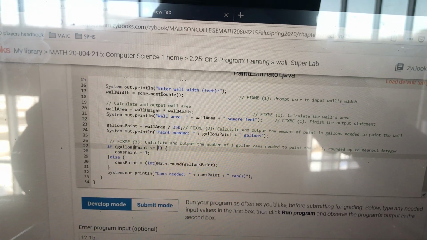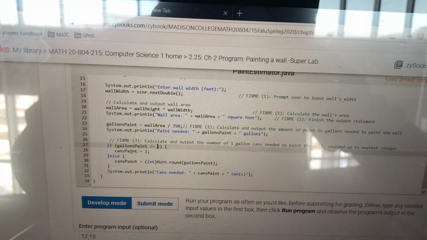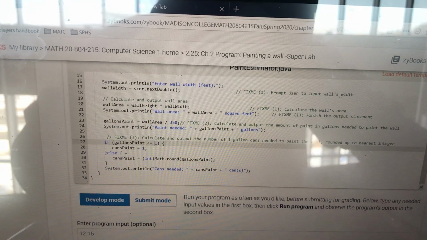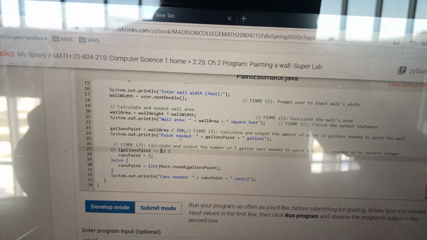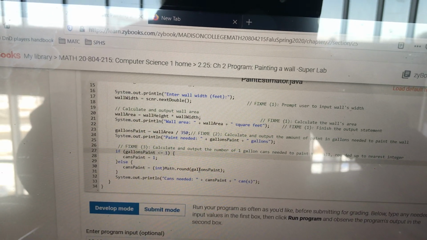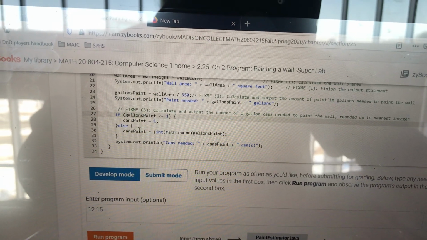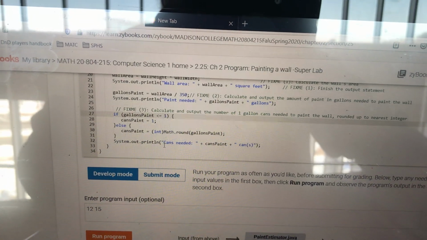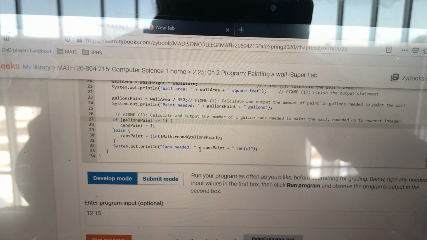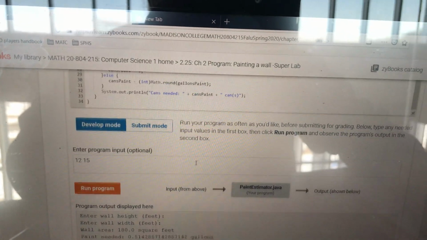So if it was under 1, it would say that the amount of paint cans you need is 1 can, and for everything else above 1, it would round the amount of paint cans into an integer, and then that would be how many cans of paint you need, and then it would print cans needed, paint cans, and then cans. And that's my program.